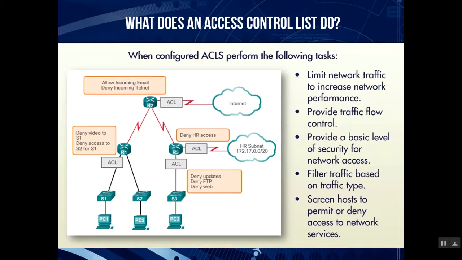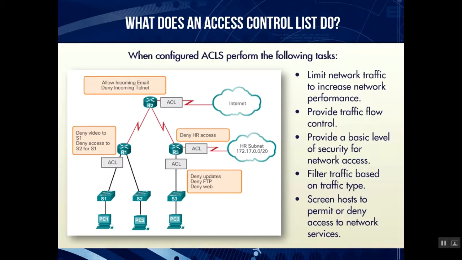Provide traffic flow control. ACLs can restrict the delivery of routing updates. If updates are not required because of network conditions, bandwidth is preserved. Provide a basic level of security for network access. ACLs can allow one host to access a part of the network and prevent another host from accessing the same area. For example, access to a human resources network can be restricted to authorized users.